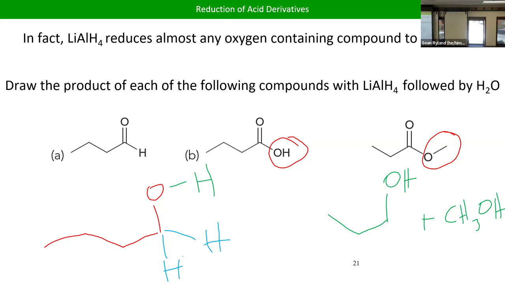So all of these, I just erased one. So A and B, you're going to get the same product. You're going to have one butanol in both cases. Doesn't matter if you start as the aldehyde or if you start as butanoic acid, you're going to get the same molecule. C just has one fewer carbon. So you can get the one propanol instead.